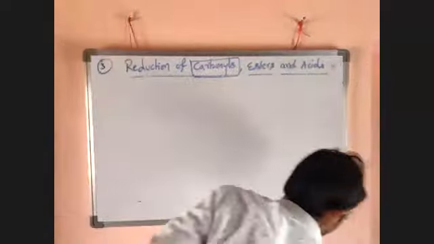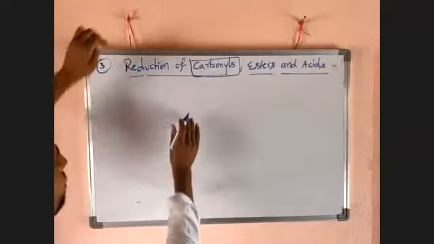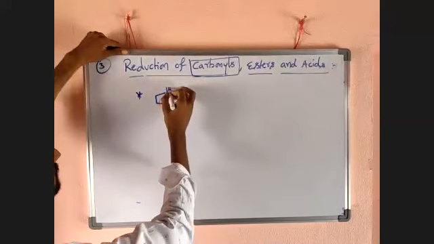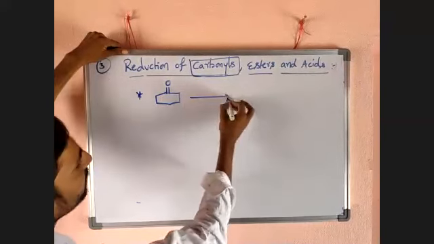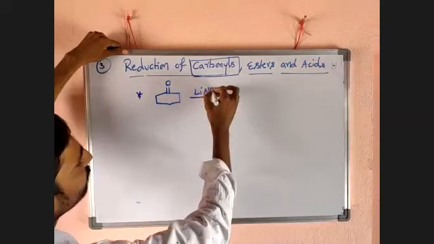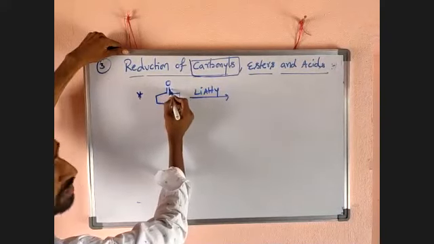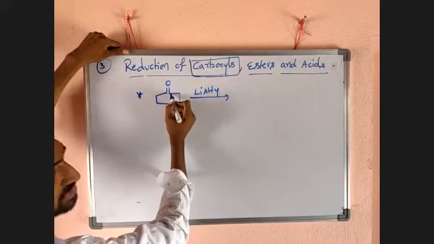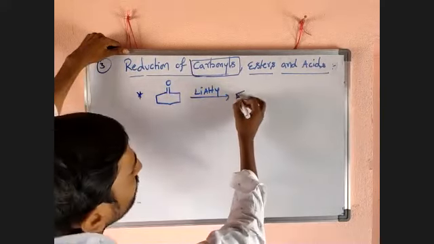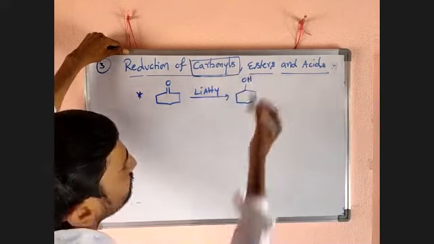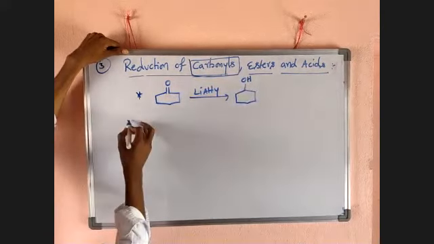In case of ketones, I want to take the bulkiest example. C=O in the presence of LiAlH4. Just clear that bond. Add H here, H here. Then what happens? The double bond O will convert into just OH.